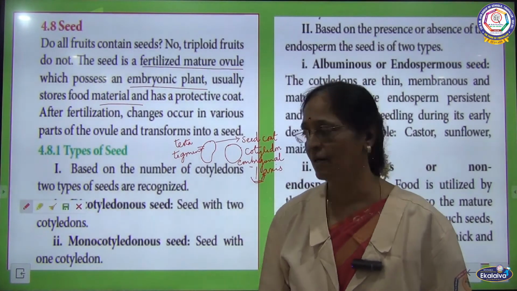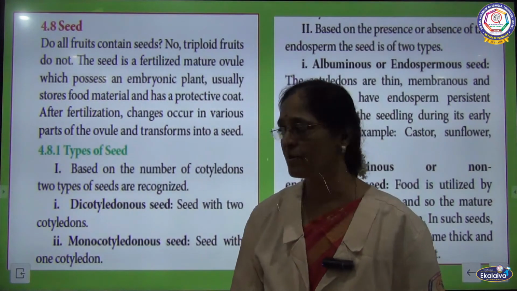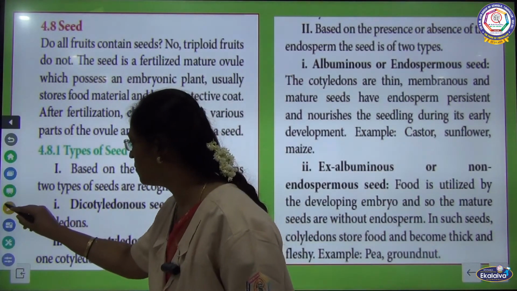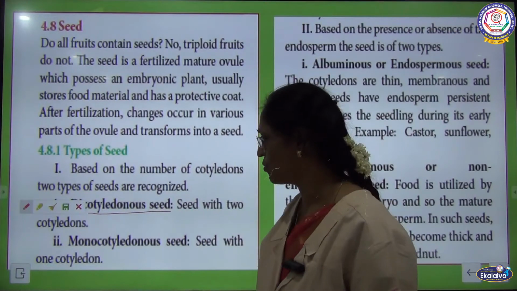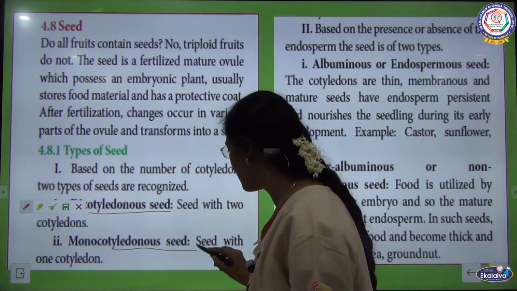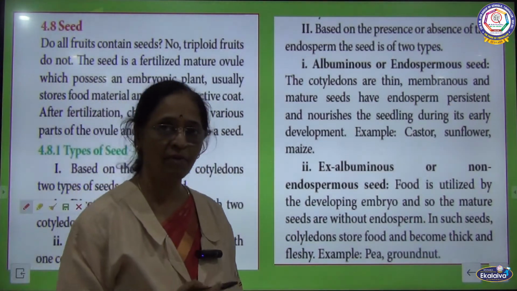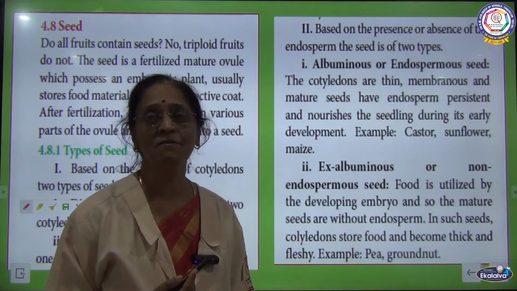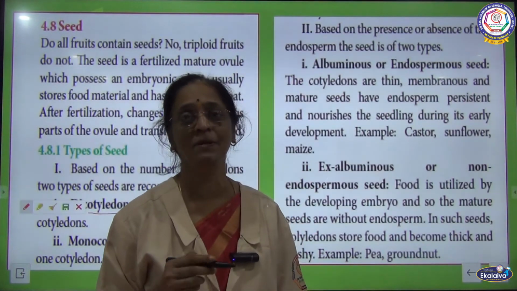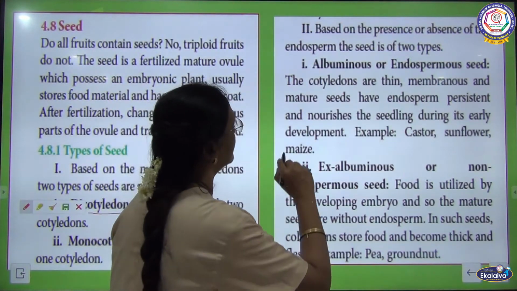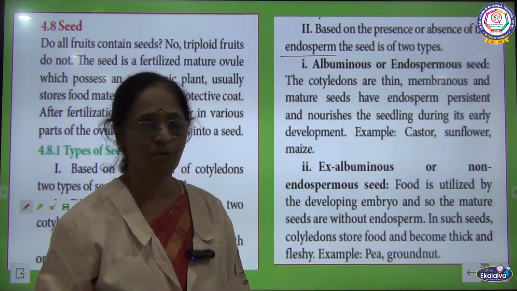And this seed is divided into two different types based on the number of cotyledons, that is dicots and monocots. Dicotyledonous seeds are those seeds which have two cotyledons, and monocotyledonous seeds are those seeds with one cotyledon. And the second type of division of seeds is based on the presence of endosperm. Whether the endosperm is utilized or whether it is persistent, there are two different types. So based on the presence or absence of the endosperm, and you all know what an endosperm is.